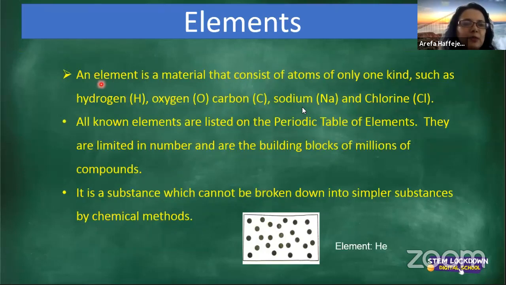I'm going to explain what an element is. An element is a material that consists of atoms of only one kind. So from the previous tutorials that you've learned, and this tutorial, the most important thing you need to know about an element is that it consists of atoms of only one kind. And examples of these atoms are hydrogen, oxygen, carbon, sodium, and chlorine.